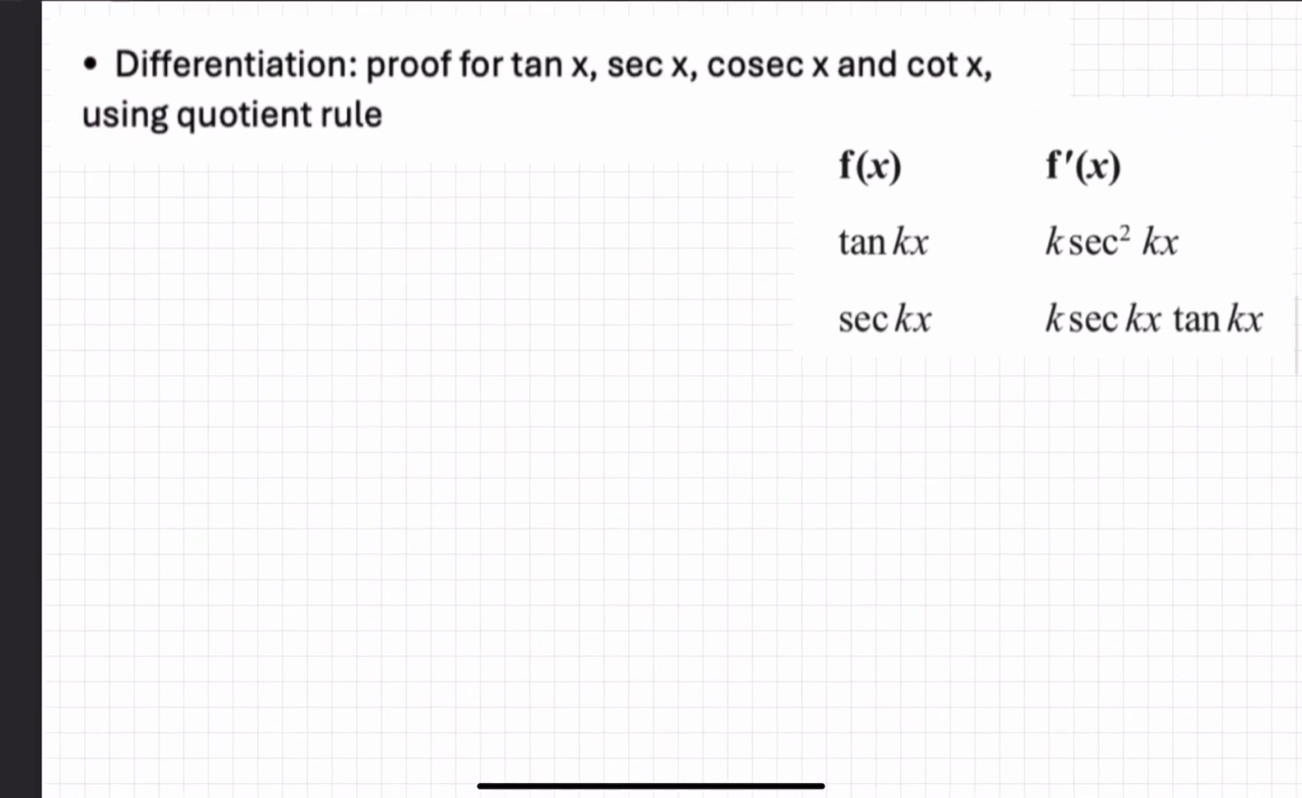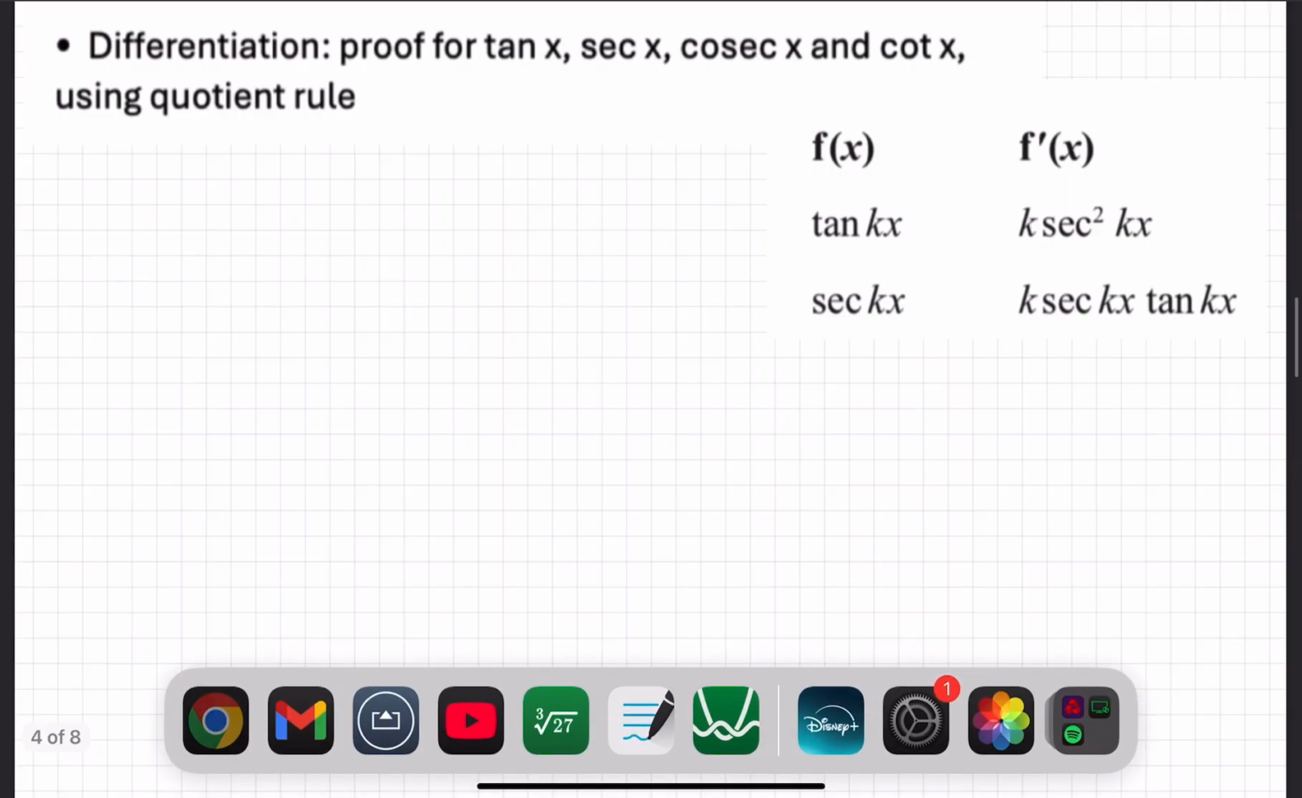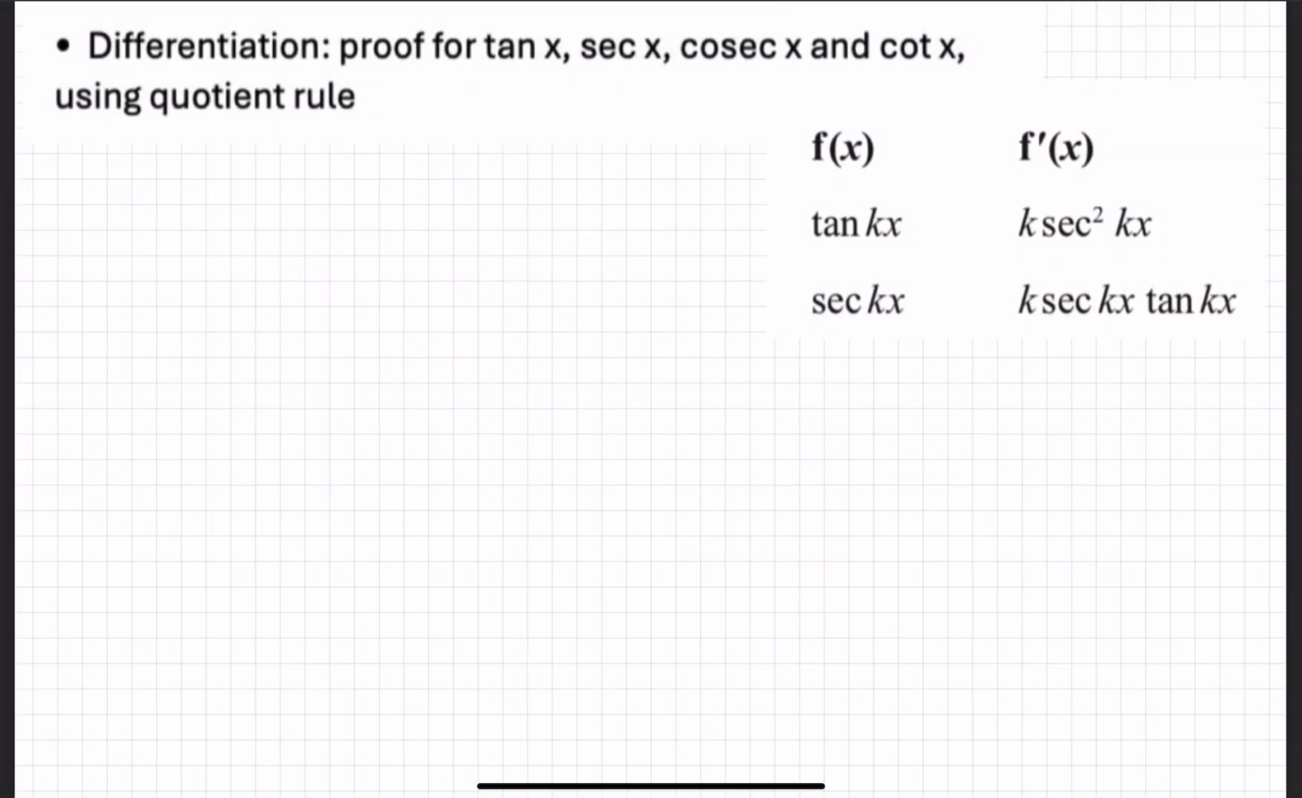Right. Prove the derivatives of tan x, sec x, cosec x, cot x. I'm going to do one. Let's look at tan of x. On the formula sheet, we're told the derivative is sec squared x, and we want to use the quotient rule. I think we get that in the formula booklet. We do get it. There we are. So the quotient rule's there. Let's have a look at it.